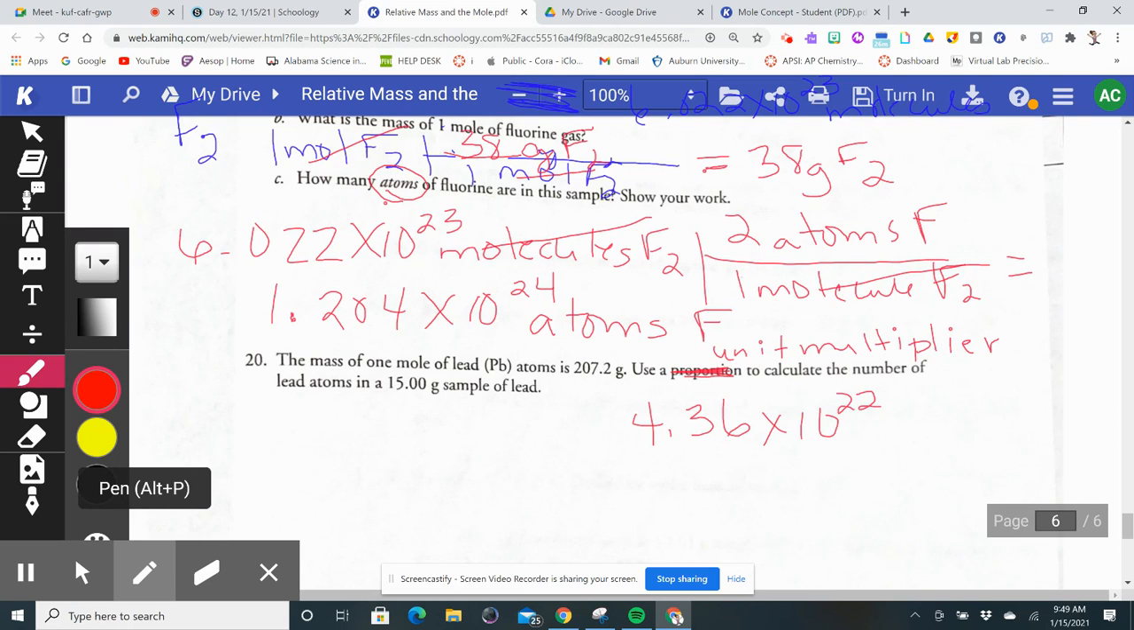So you're gonna put in 15 divided by 207, that's on the bottom. You're gonna multiply by what's in the top. I have 6.022. EXP is gonna take the place of that times 10. So EXP, now put in 21st. That E is the times.